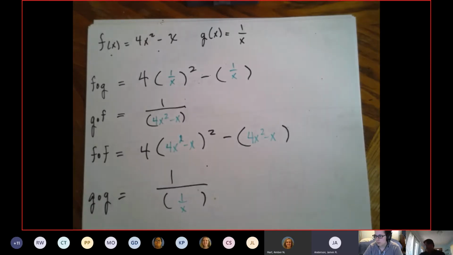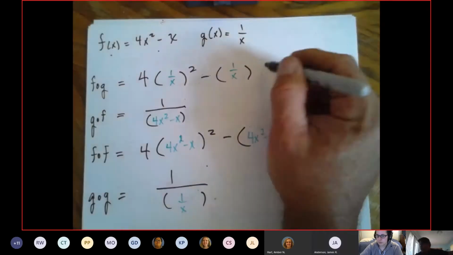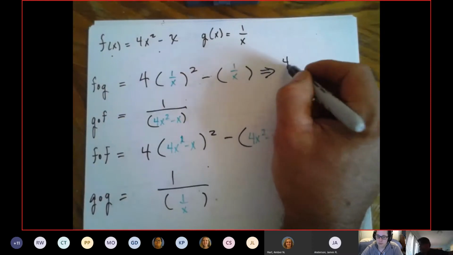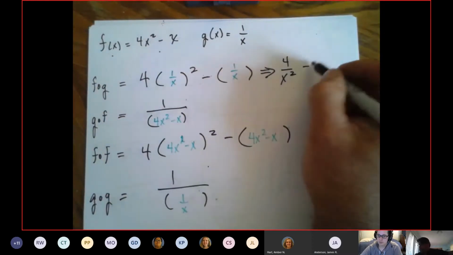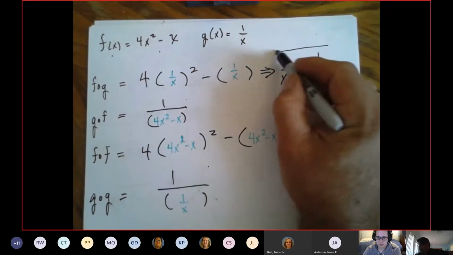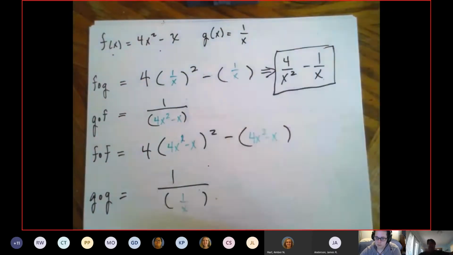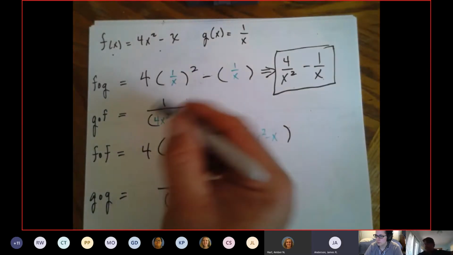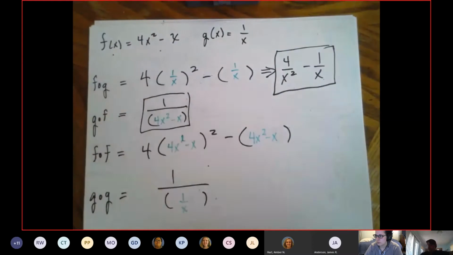All right, so that's going to give us the first one. We get 1 over x squared, which is 4 over x squared, minus 1 over x. Now, of course, you can get a common denominator. I'm not going that far, and I don't care if you do either. Remember, this is just so you can remember the algebra. This, pretty much, that's the answer there.